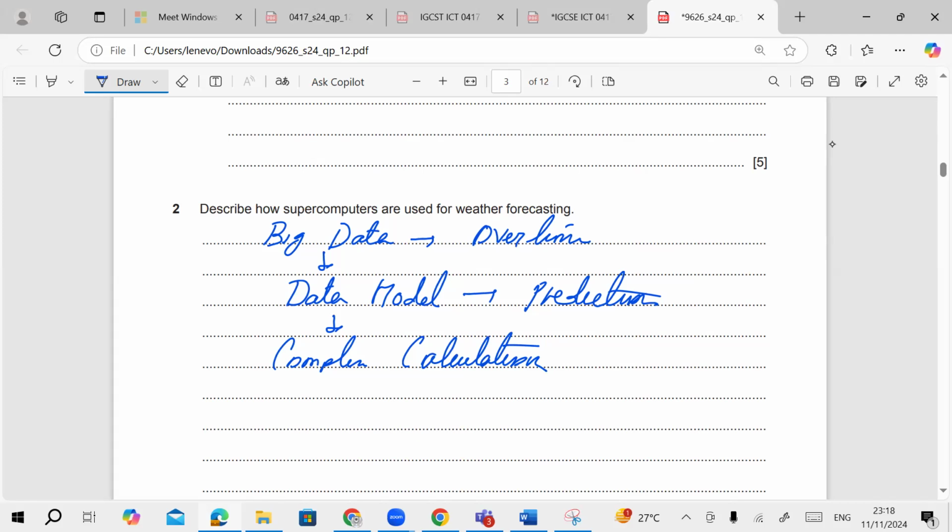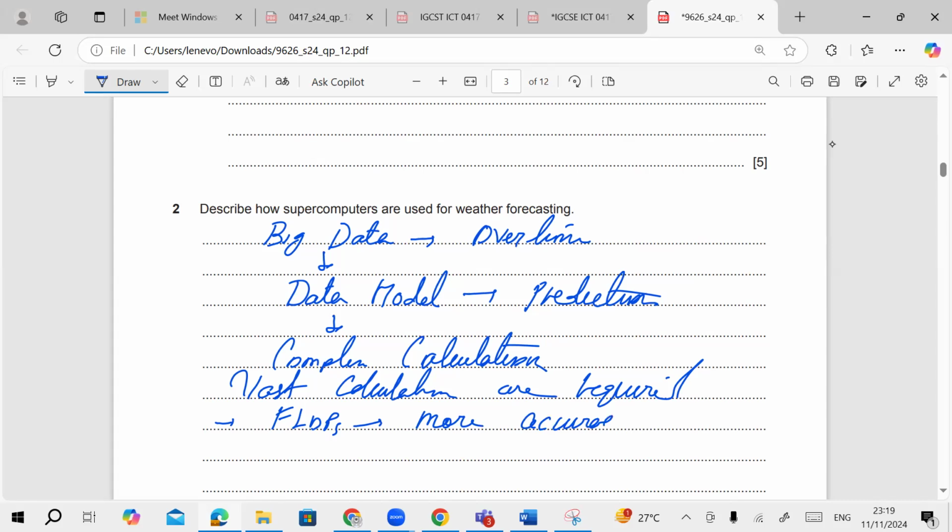Okay, so obviously data is gathered with the help of sensors. Okay, and obviously it is saved in a huge database. A vast number of calculations are required, which obviously can be done by a supercomputer. Okay, so the more calculations can be done, the more flops, floating point operations, can be done, the more accuracy will result. We'll have more accuracy. Okay, so this is why we need supercomputers.